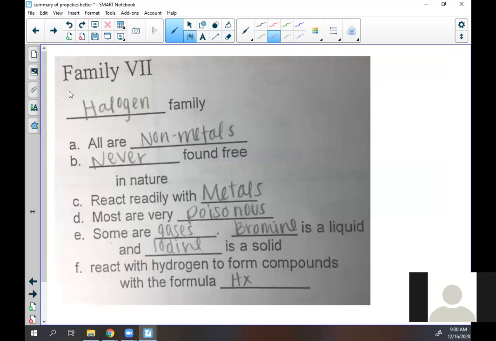All right, family 7. They're pretty reactive. They have some unique properties, but they're the halogens. They're all nonmetals. They're never found free in nature. They react readily with metals. They are very poisonous. Some are gases. Bromine's a liquid and iodine's a solid, and they make HX.